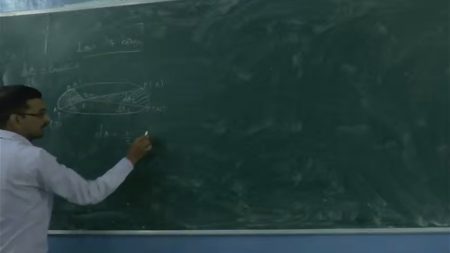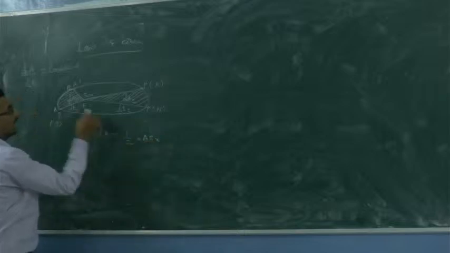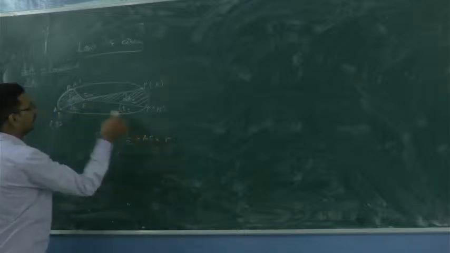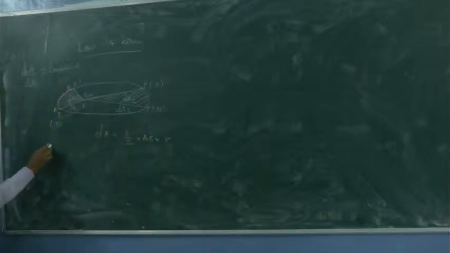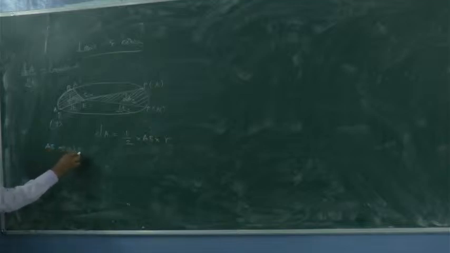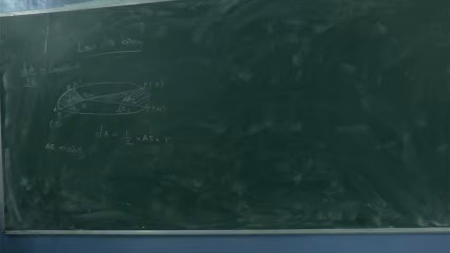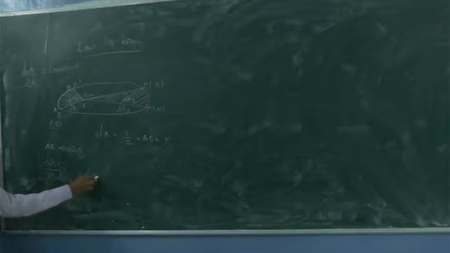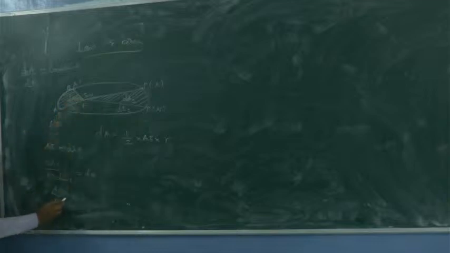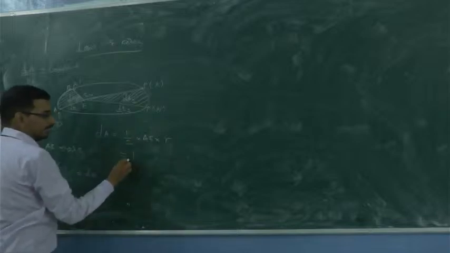Base is called AB, and the height is nothing but R. What is AB? AB is nothing but an arc. You know very well how to relate arc, angle and radius. Arc by radius is equal to angle. Here arc is AB, radius is R. Assume this angle as d theta. Now we can say AB is equal to R d theta.